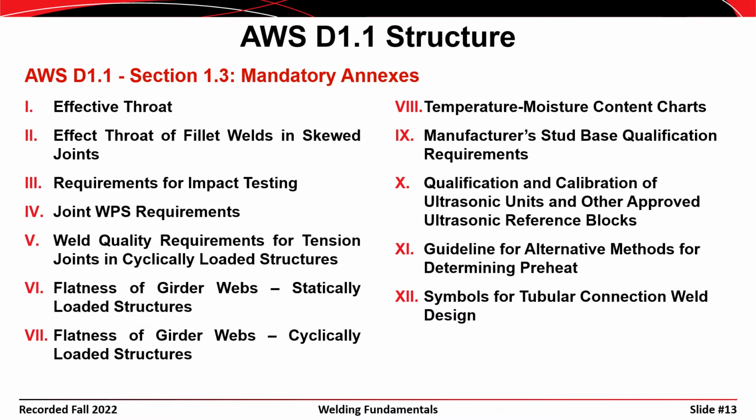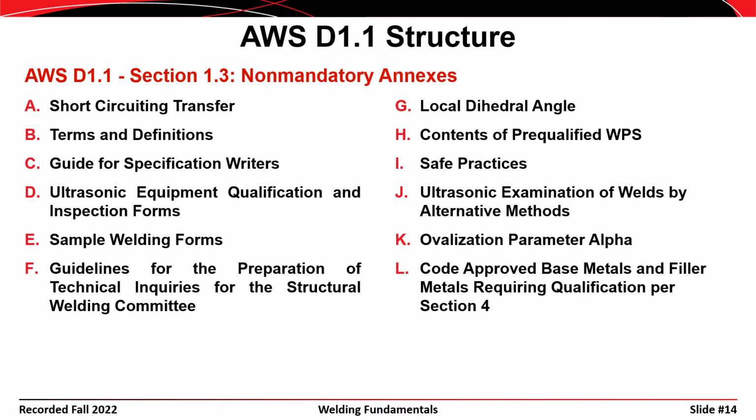Okay, here's a list of the mandatory annexes. So 1 through 7 on the left, 8 through 12 on the right. So we deal with the effective throat of welds, the effective throat of fillet welds, and skewed joints, etc., etc., etc. And on this slide is a list of the non-mandatory annexes. So short-circuiting transfer is a method of depositing weld metal. Sample welding forms, contents of weld procedure specifications, etc.